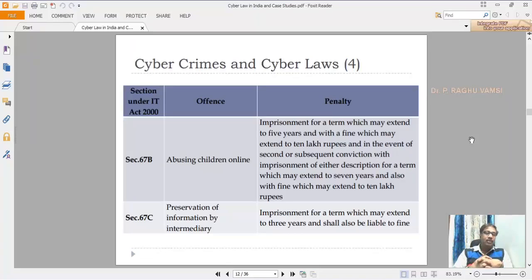So next is 67C, preservation of information by intermediary. The intermediary may collect the data, but he may not submit the data to the corporate. He always maintains the data himself at his level, and he may sell this particular data to outside. In this kind of case, preservation of information by intermediary will come into the picture. Imprisonment for a term which may extend to 3 years and shall be liable to fine.